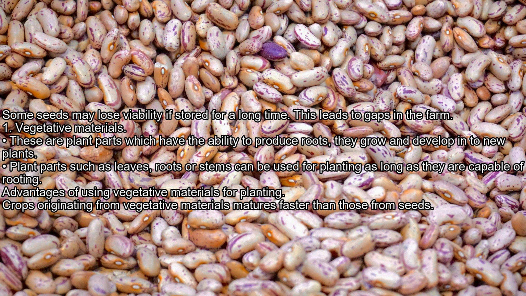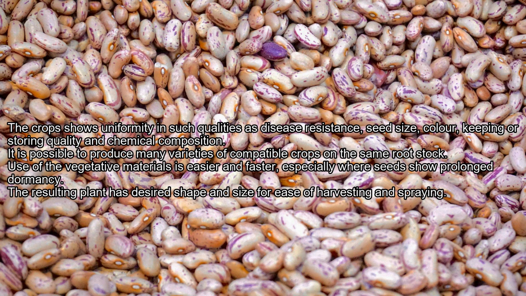Crops originating from vegetative materials mature faster than those from seeds. The crop shows uniformity in such qualities as disease resistance, seed size, color, keeping or storing quality, and chemical composition. It is possible to produce many varieties of compatible crops on the same rootstock. Use of vegetative materials is easier and faster, especially where seeds show prolonged dormancy. The resulting plant has desired shape and size for ease of harvesting and spraying.